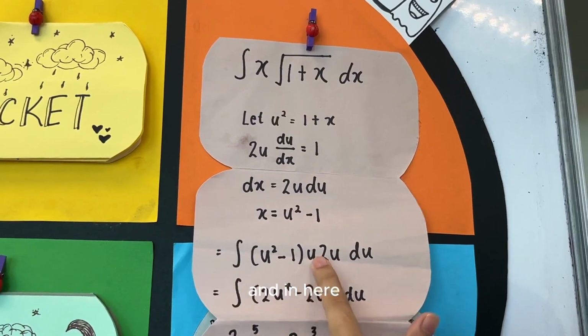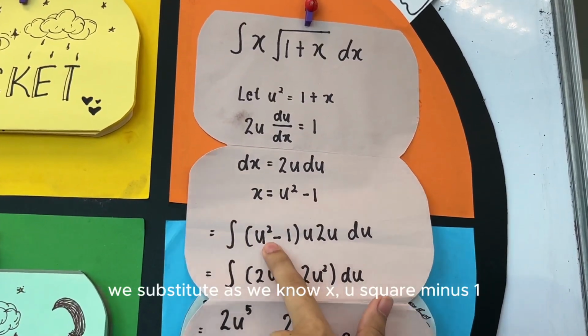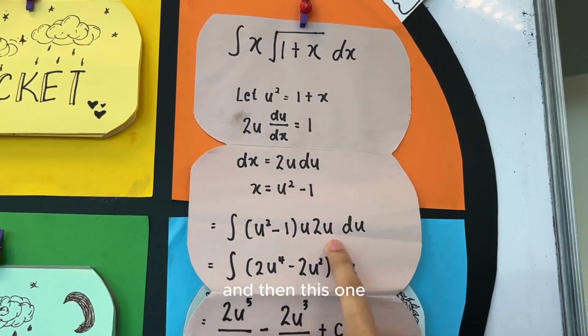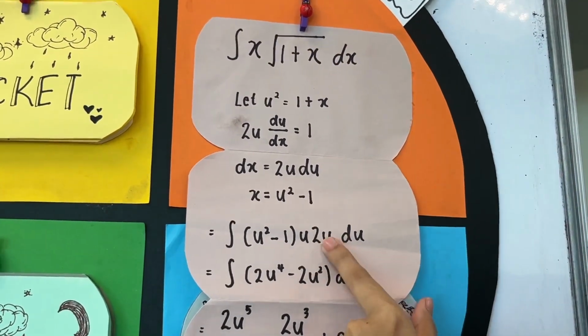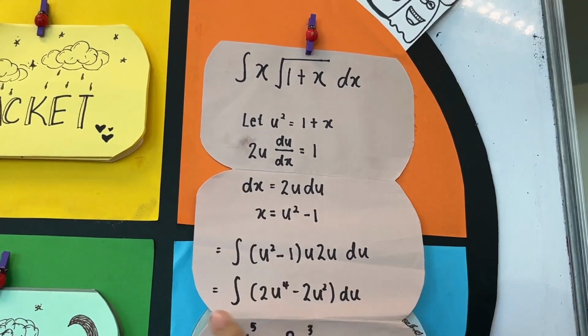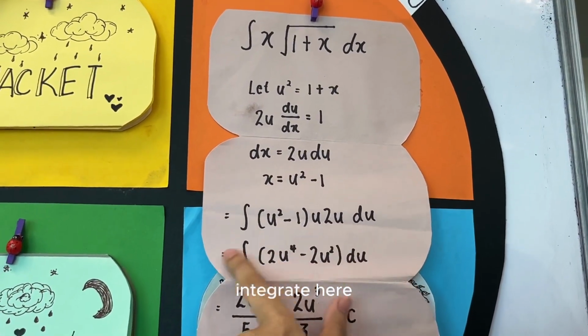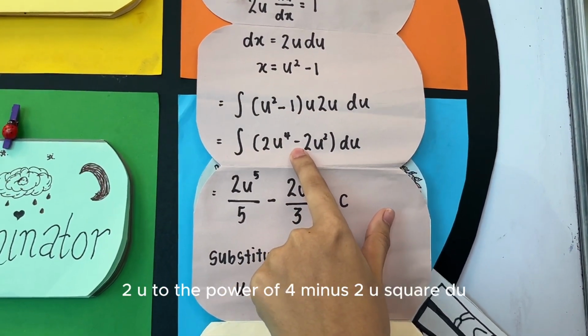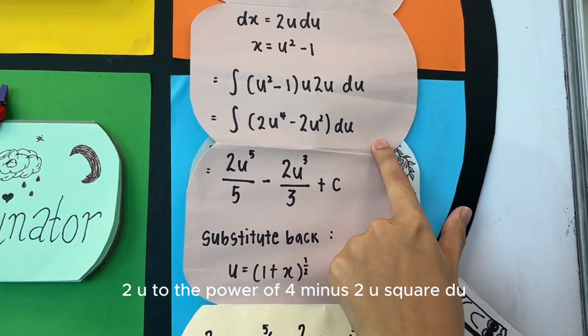And then here we substitute, as we know, u squared minus 1, and this one we substitute in this, and then we integrate here, and it will be 2u to the power of 4 minus 2u squared du.